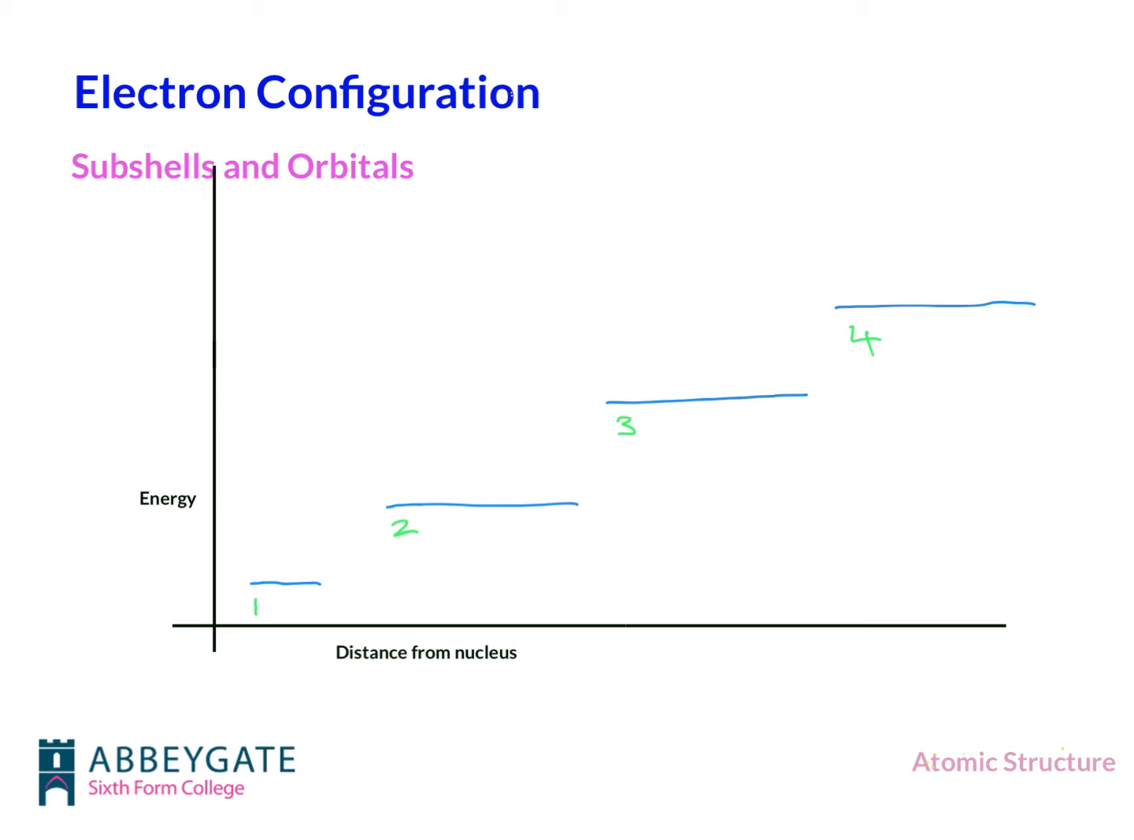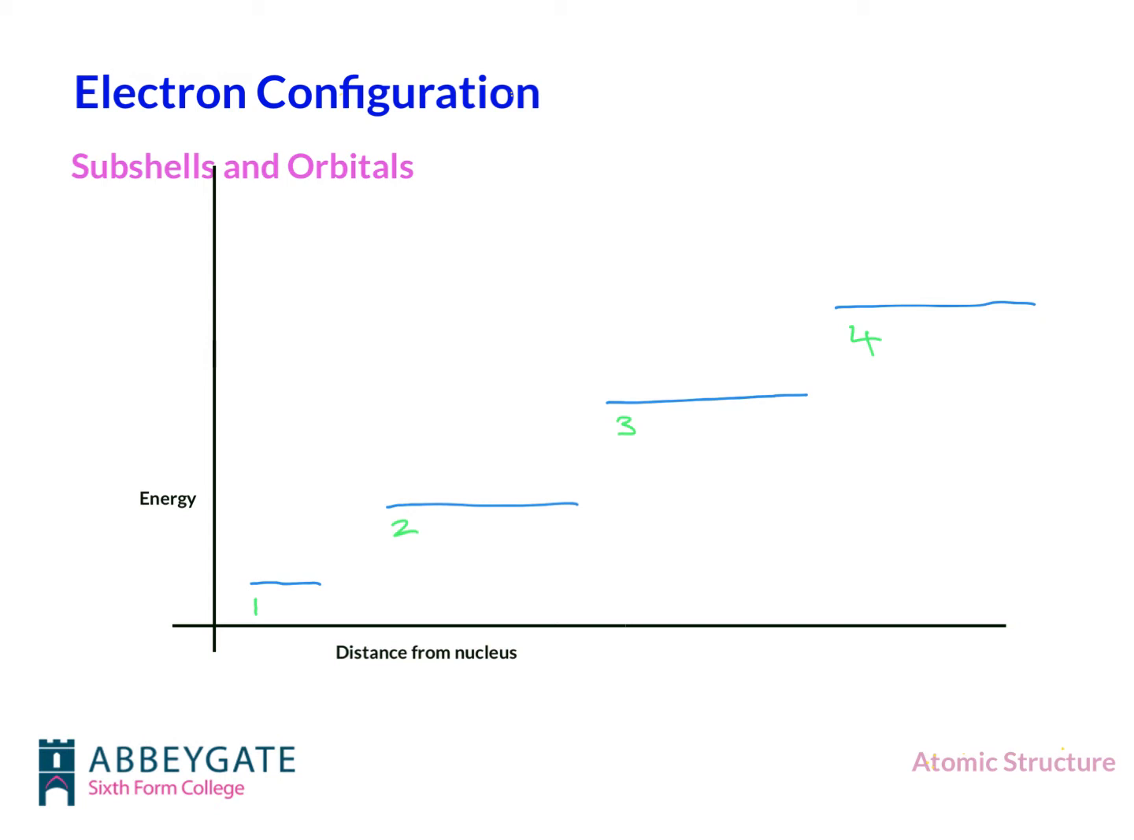I'm going to tell you that shells are actually split into subshells, and those subshells are made up of things called orbitals. Orbitals you can think of as a space where electrons can occupy. You can only ever have 2 electrons in one orbital, and those electrons have got to go in opposite directions, because they're both negatively charged. They're not going to want to be in the same space, so they get around that by spinning in opposite directions. So I'm going to replace these lines with boxes.